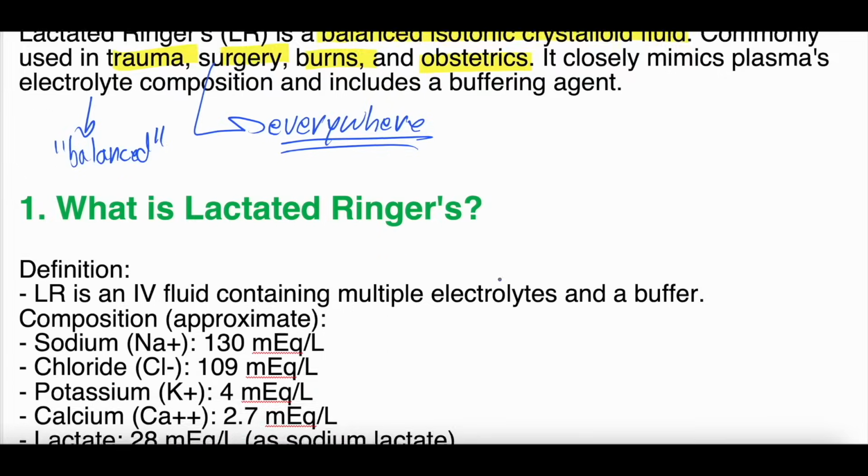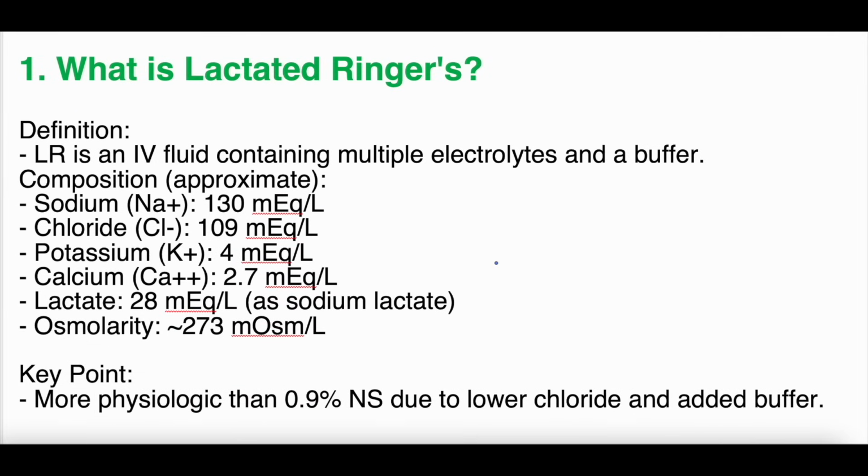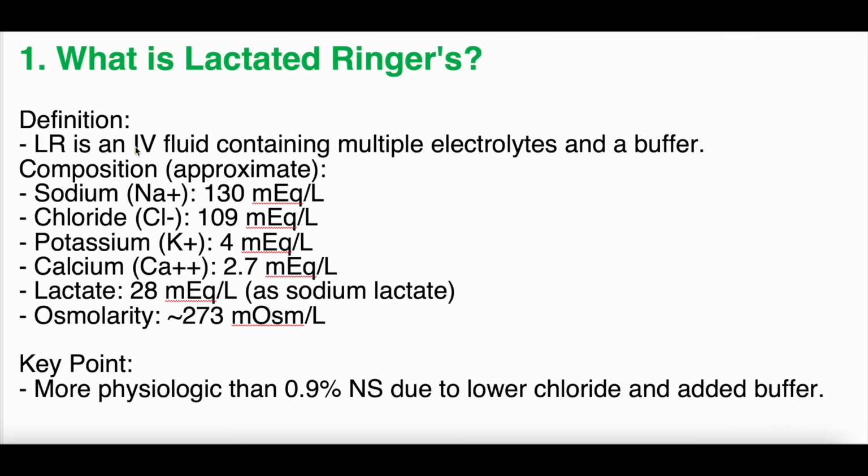All right, what is Lactated Ringers? Well, Lactated Ringers is an IV fluid, intravenous fluid, containing multiple electrolytes and a buffer. The electrolytes it includes are sodium at 130 milliequivalents. This is in comparison to normal saline, which has 154 milliequivalents of sodium. And the body serum, right, the normal, quote unquote, is 135 to 145 milliequivalents of sodium.